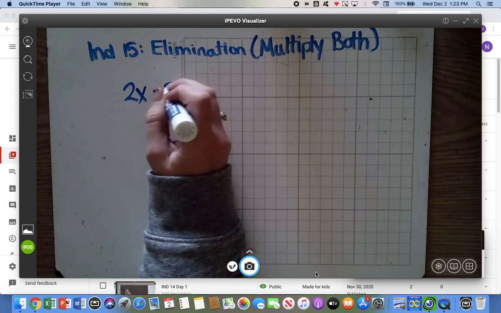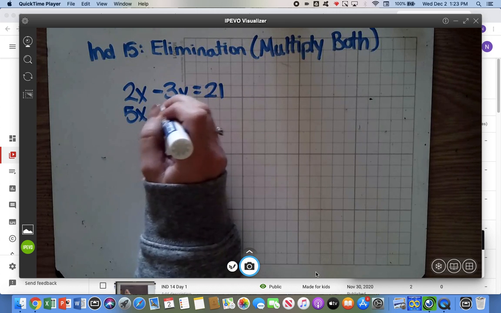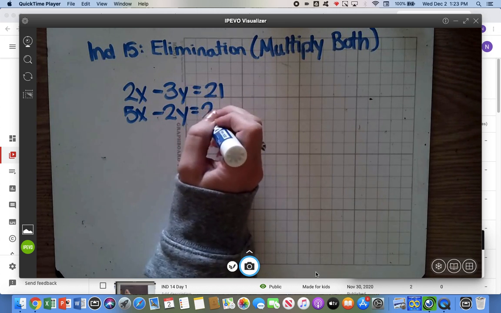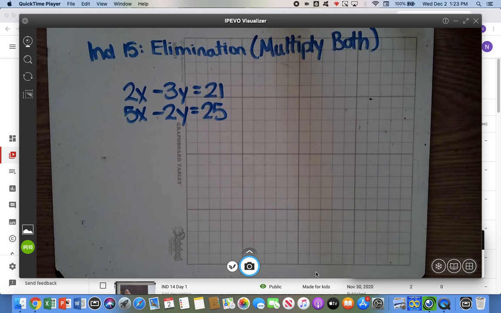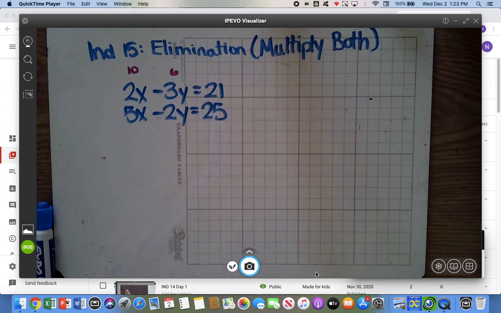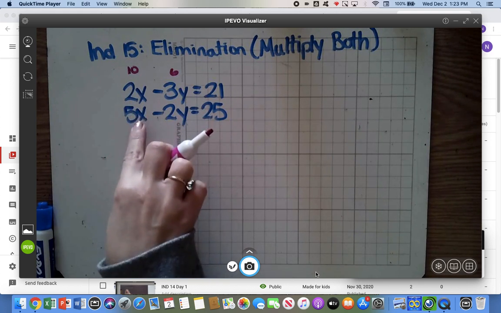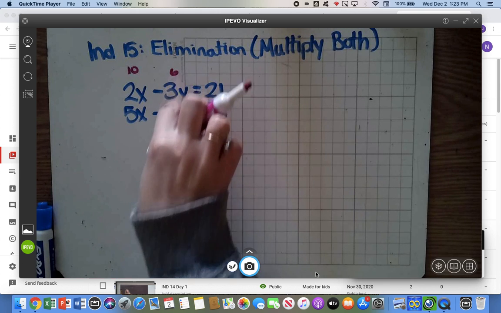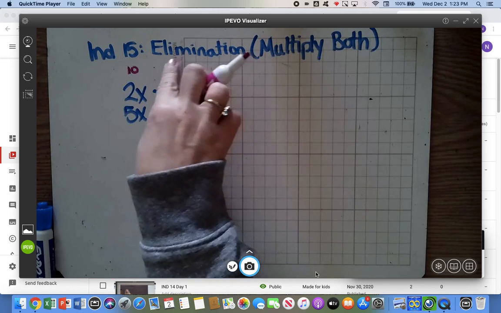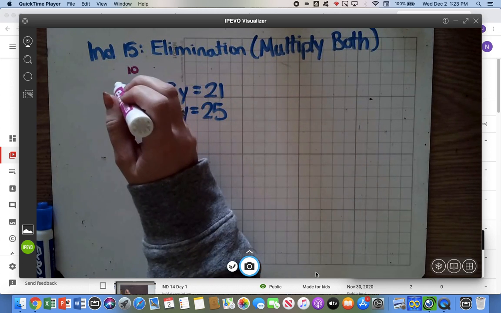2x minus 3y equals 21. 5x minus 2y equals 25. Okay, on this one, I know 5 and 2 both go into 10, 3 and 2 both go into 6. So I just have to make a decision. Again, a personal preference. I either need to make these positive 10 and negative 10, or I need to make these positive 6 and negative 6. I'm actually going to go with the 10s. I think multiplying by 2 and 5 is easier.